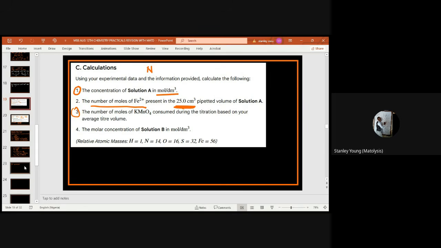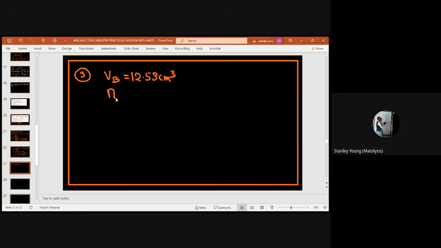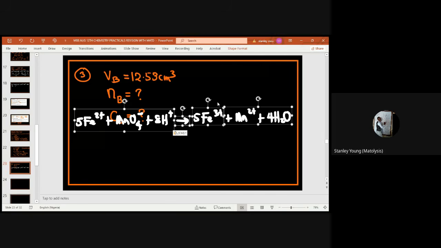Okay. So we need the number of moles of B. If we have the concentration of B, we can easily calculate this. But we really just need to go back to the equation. Let me see if I still have the equation on the clipboard. Yeah, I have it here.